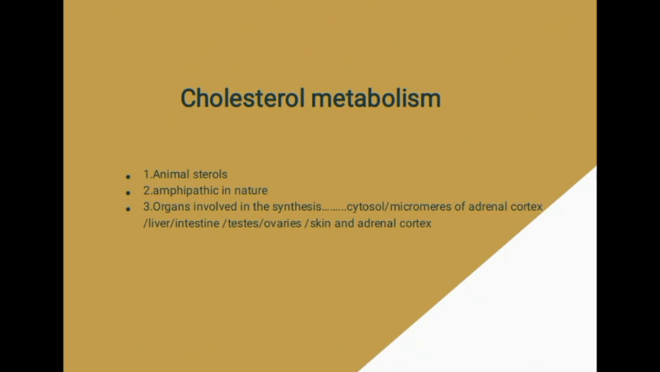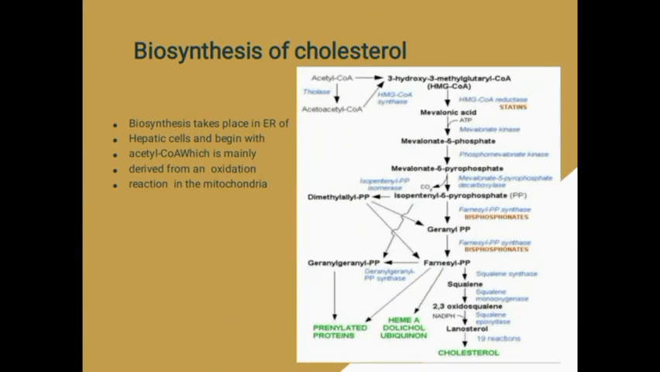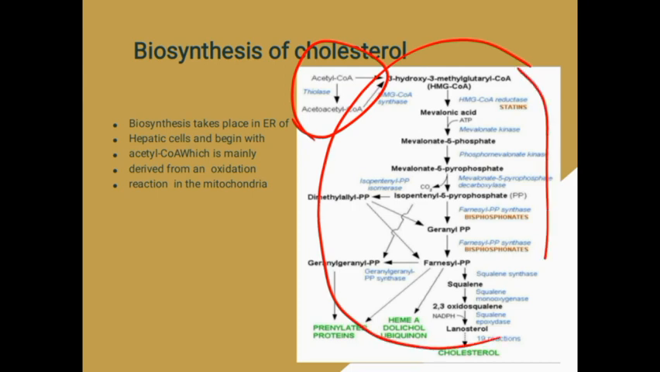Cholesterol metabolism. Next one is cholesterol metabolism. It is present in animals, a sterol, amphipathic in nature. The organs involved in the synthesis of cholesterol are cytosol, microsomes of adrenal cortex, liver, intestine, testes, ovaries, and skin. Biosynthesis of cholesterol takes place in the endoplasmic reticulum of hepatic cells and begins with acetyl-CoA, which is mainly derived from an oxidation reaction in the mitochondria. The acetyl-CoA comes from mitochondria, and all these reactions are done in the ER, or endoplasmic reticulum.